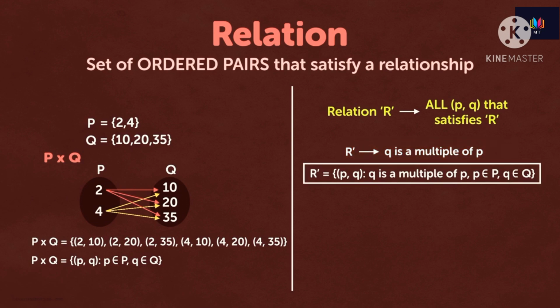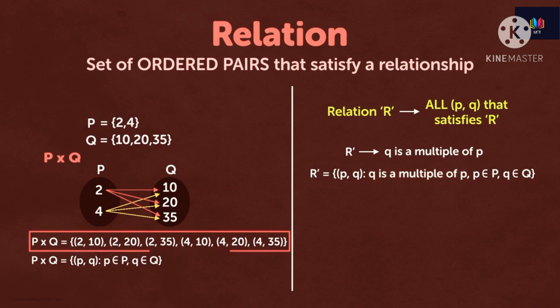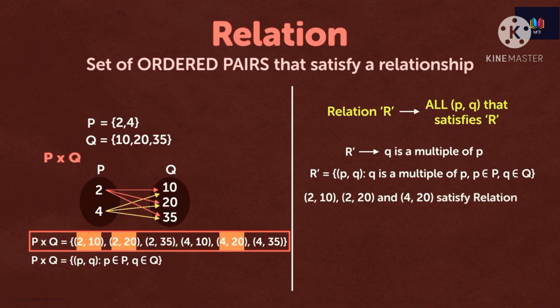This is the set builder method to represent R'. Please note that q has to be a multiple of p here. Now let's choose ordered pairs from a Cartesian product P cross Q that satisfy the relation R'. Look at the ordered pairs in the Cartesian product. Notice that 10 is a multiple of 2, 20 is a multiple of 2 and 20 is a multiple of 4. So we get the ordered pairs (2, 10), (2, 20) and (4, 20) such that every ordered pair satisfies the relation q is a multiple of p.